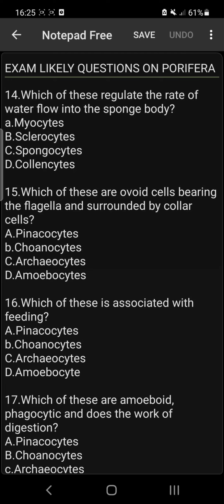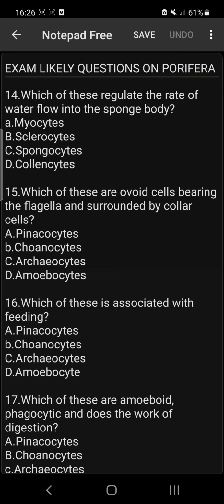Which of these are ovoid cells bearing the flagella and surrounded by collar cells? The answer is the choanocyte. The choanocytes are ovoid cells bearing the flagella and surrounded by the collar cells. They may ask you, the specialized cells that surround the choanocyte are called dash. They are called what? Collar cells.